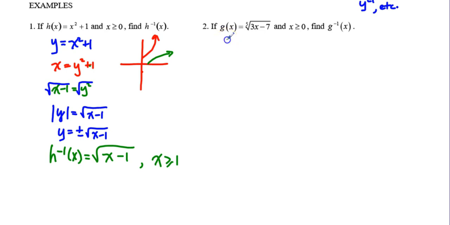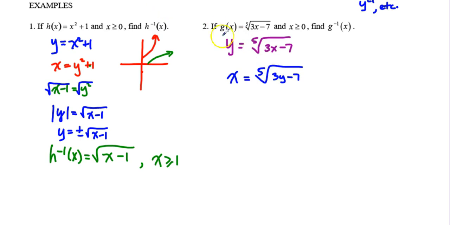So if you did y equals, and you have the original fifth root of 3x minus 7, and then you're going to switch your x and y. Okay, so you got x equals the fifth root of 3y minus 7. I want to undo this fifth root. So think about how to undo that.